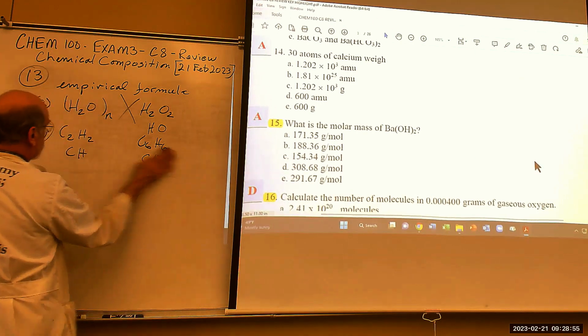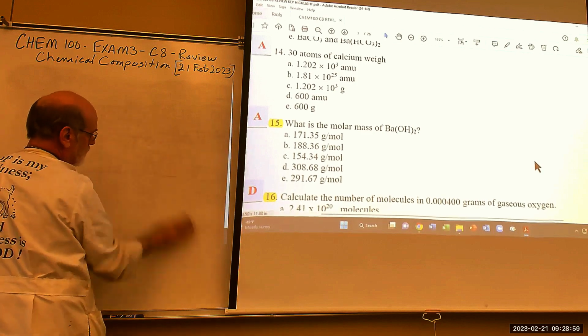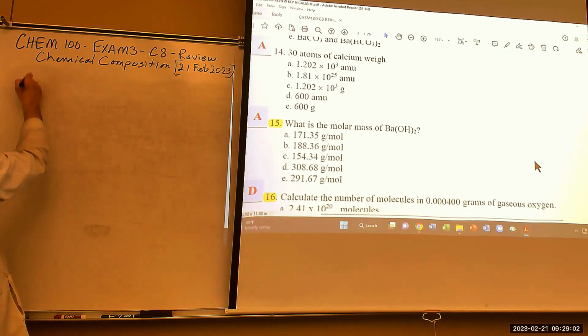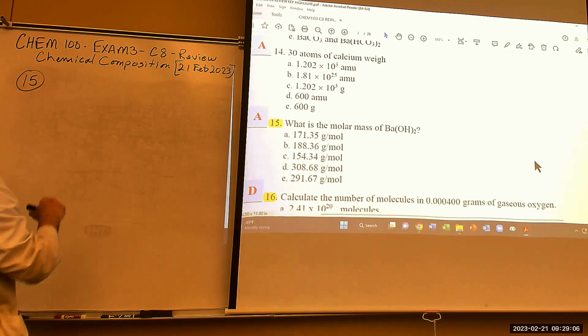Number 15. If we can get that one in before I have to walk over and scroll. 15. What's the molar mass of barium hydroxide?